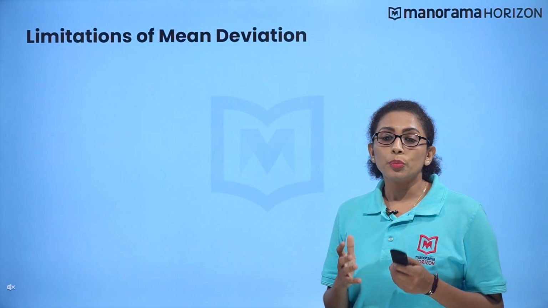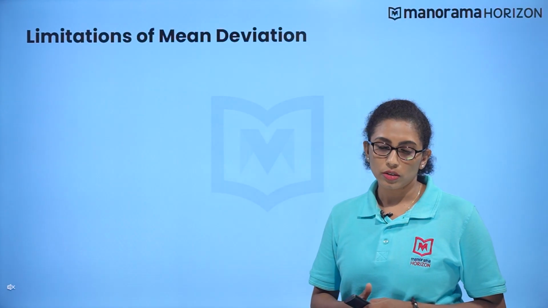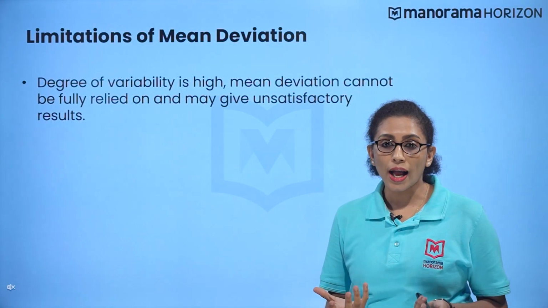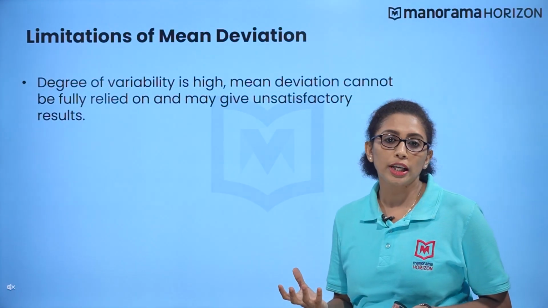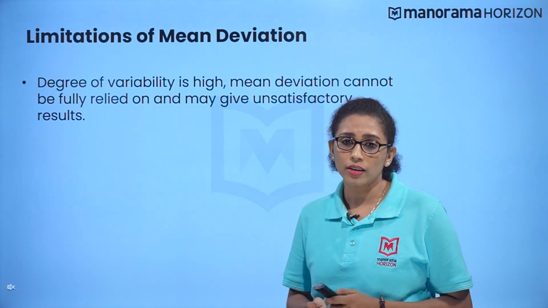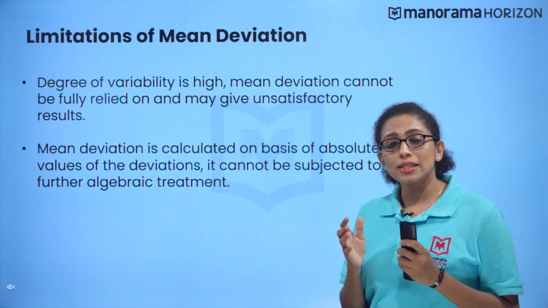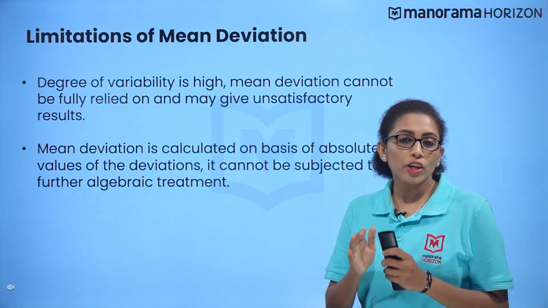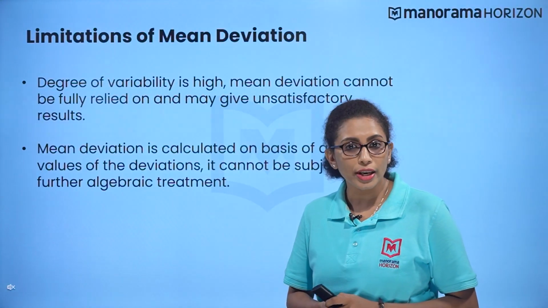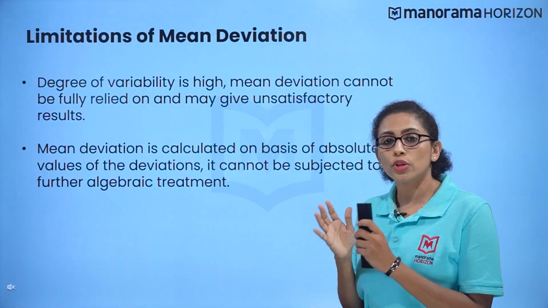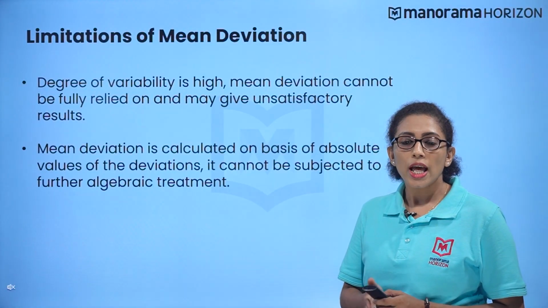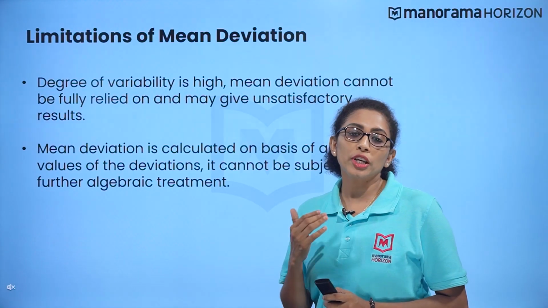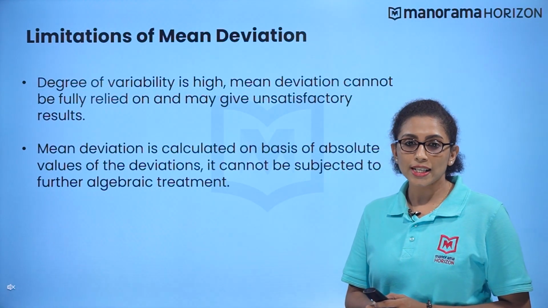But this method projects out two limitations. Can you identify? In a series where the degree of variability is high, mean deviation cannot be fully relied on, gives unsatisfactory results. Moreover, mean deviation is calculated on the basis of absolute values of the deviation. It cannot be subjected to further algebraic treatment. So these two reasons project out the limitations of mean deviation. Hence, we must find out some other measures of dispersion which will be discussed in detail in our next video.